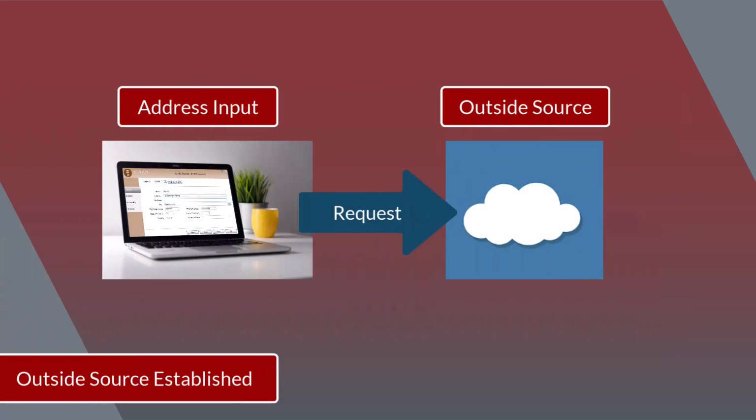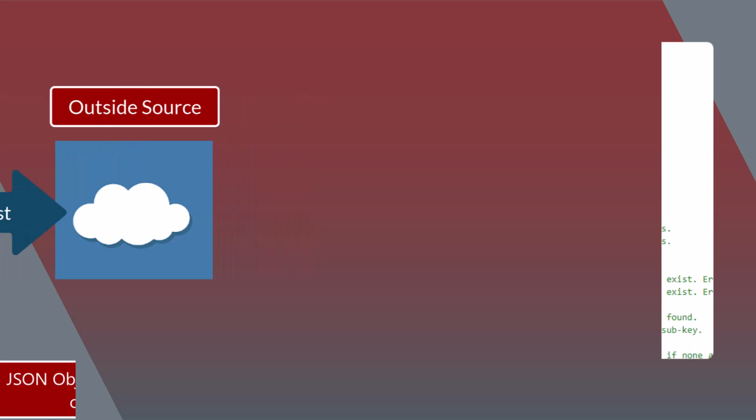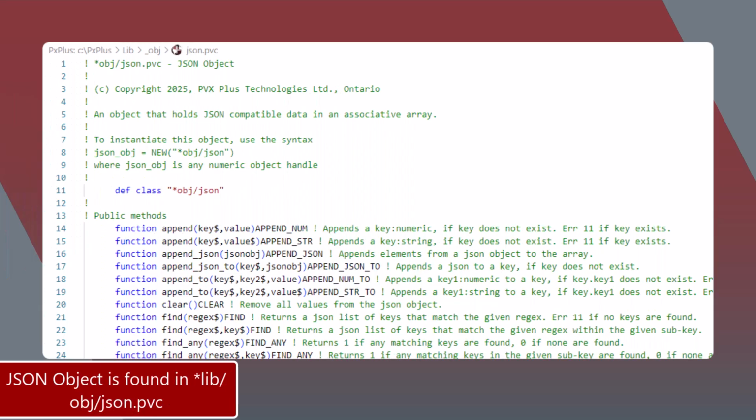For this video, we are only showing you how to work with the JSON object. We assume connection or setup with the outside source has already been established. The JSON object program can be found in the starlib obj directory.